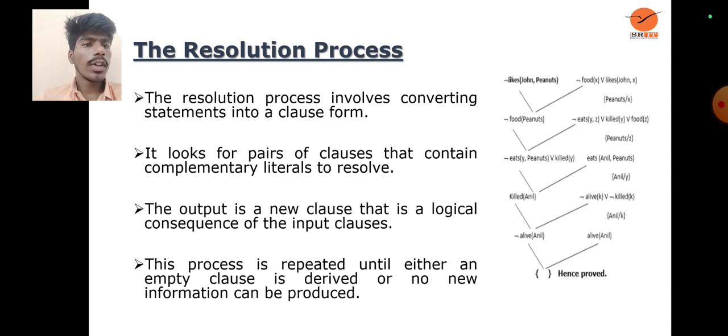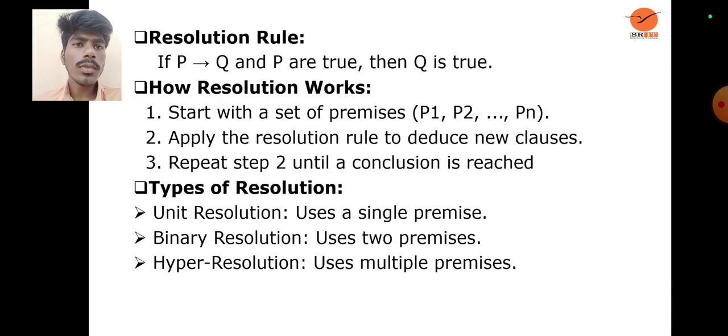While we observe this diagram, here are the two clauses which form the new clause, and another two clauses are again formed into a new clause, and finally we reach the goal state. This process is mainly used for the combination of two clauses and the formation of one clause.